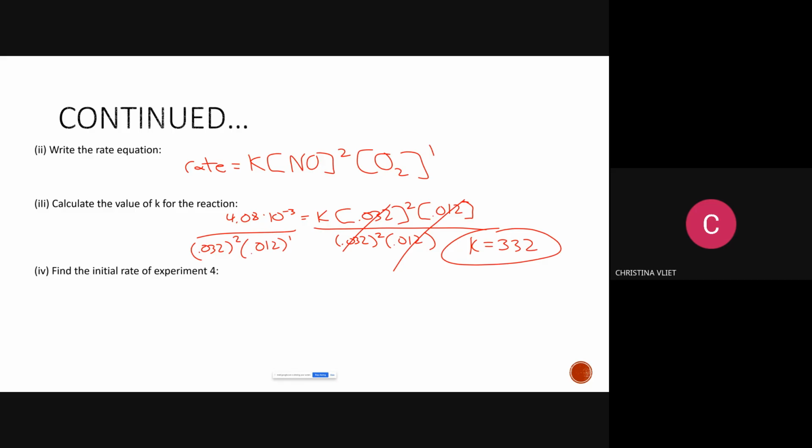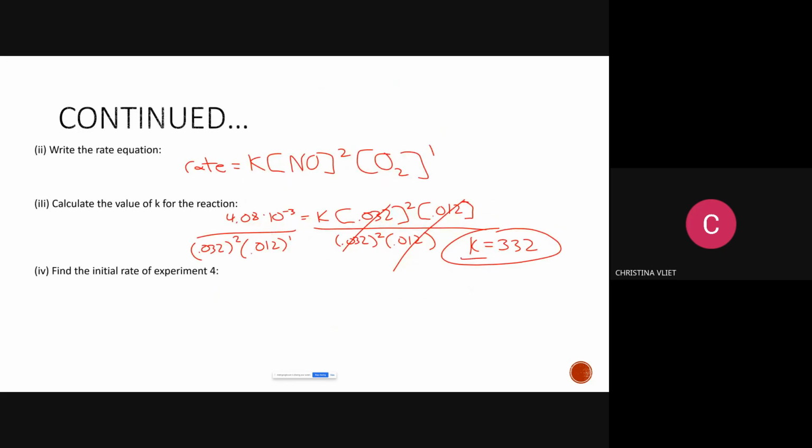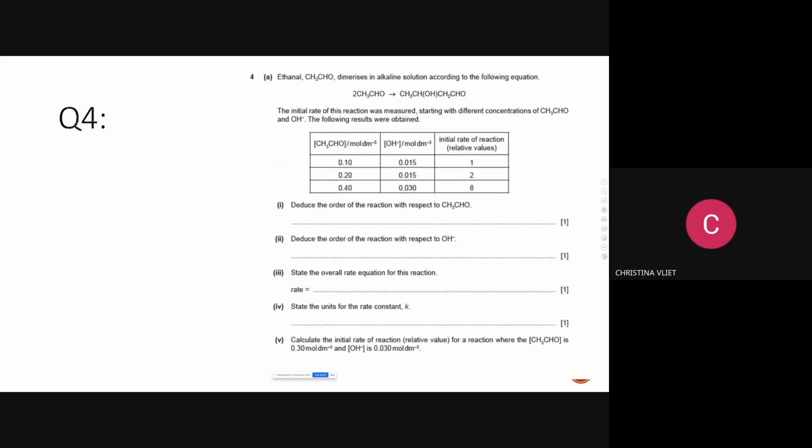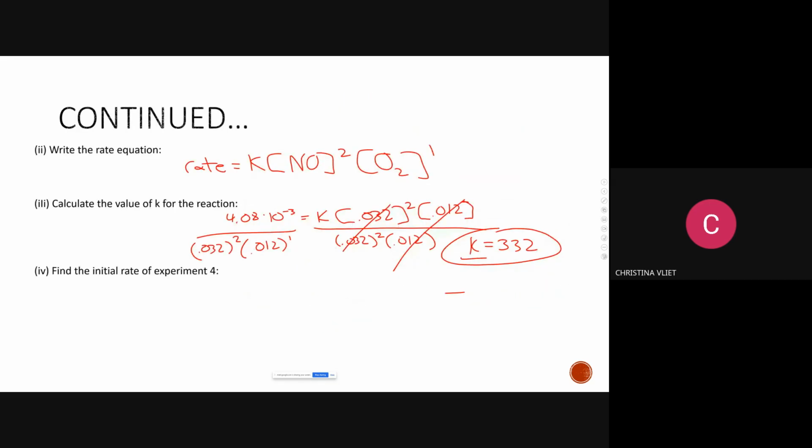Find the initial rate of experiment 4. How would we do that final part? So now we've got concentrations, we've got the K, and they left this blank on purpose because they want us to find the rate of experiment 4. So we would then once again plug in, rate equals, this is my rate equation. My K I now have a number for. The number is 332 because we found that in the last step.